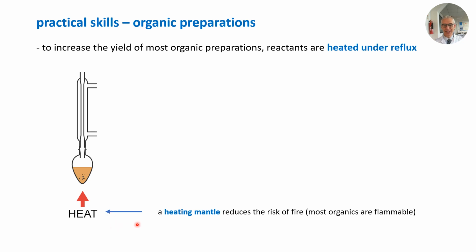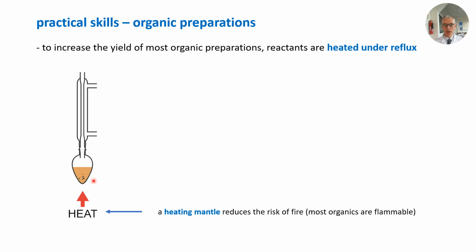Okay, so a heating mantle would be the favorite because it reduces the risk of fire. Most organics are flammable. Now, in your school, you may just have used a Bunsen over a gauze. But preferably you would use an electric heating mantle to reduce the risk of fire.